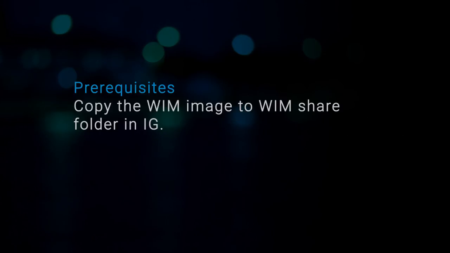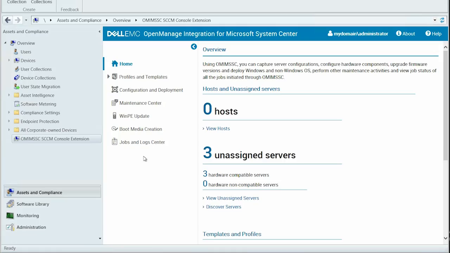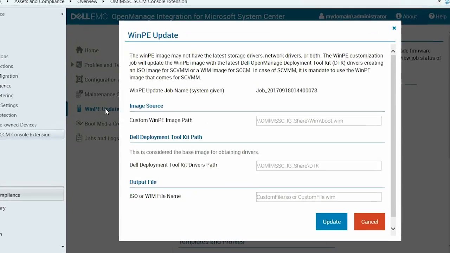Prerequisites for this are copy the WIM file to the WIM share folder in IG, and extract and copy the latest DTK files to the DTK folder in IG. Now to begin, launch SCCM and launch the OMIMSSC SCCM console extension. Provide the credentials and log in to the OMIMSSC console. Expand the left navigation and click WinPE Update.